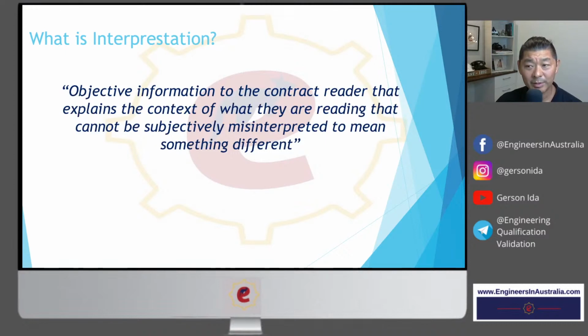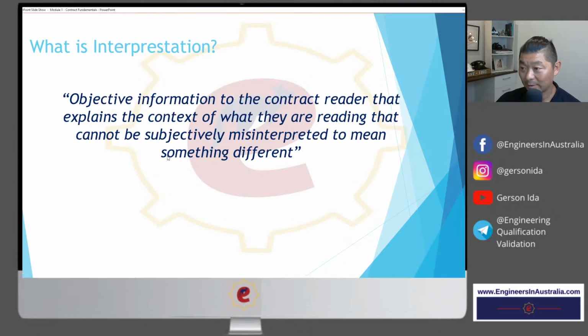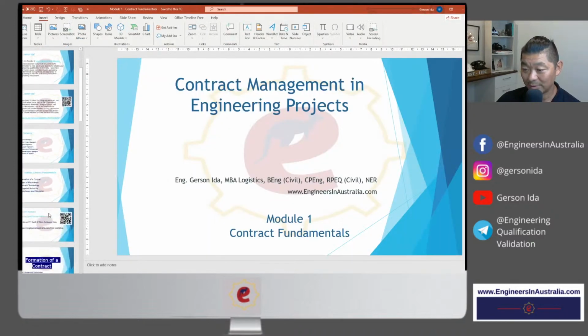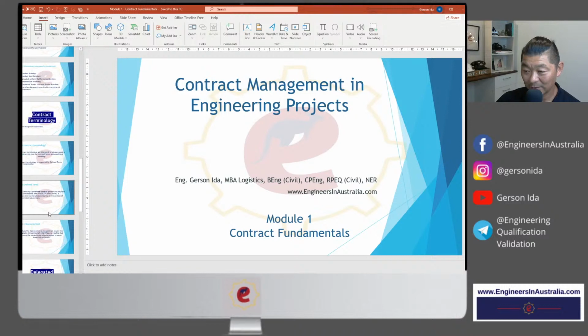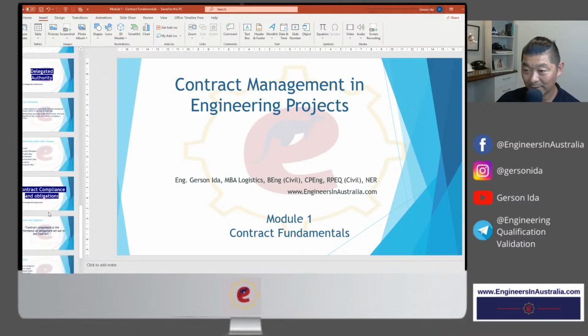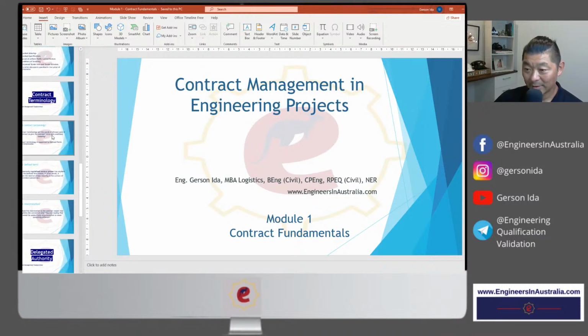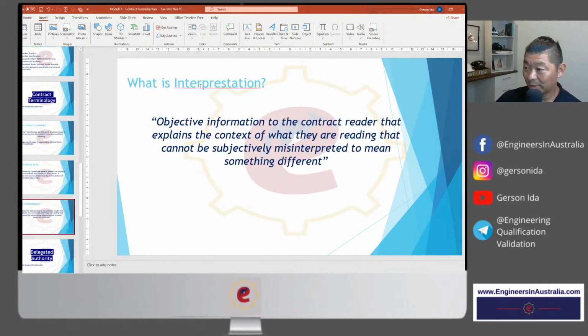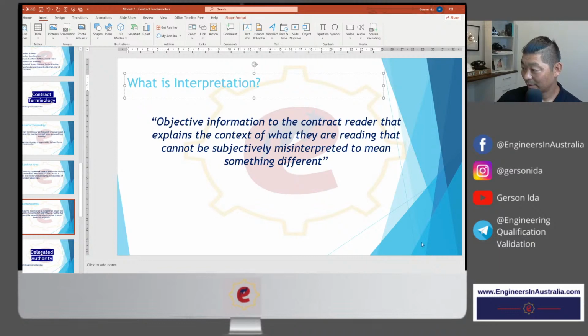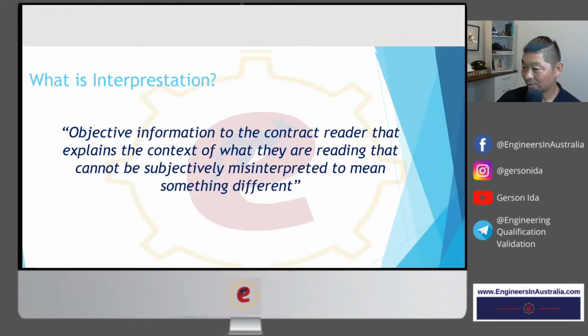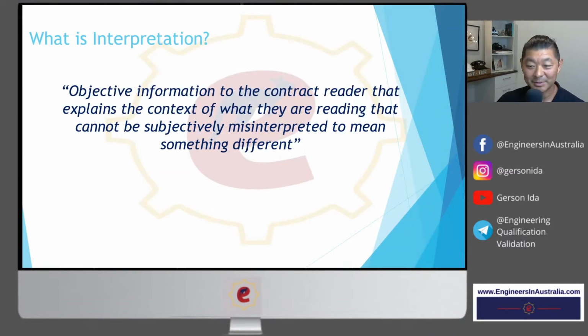And what is interpretation? Sorry, there's a bit of a mistake there. I don't like to see mistakes, so I will fix it now. Interpretation, and that's what the live sessions are. There's always something wrong.